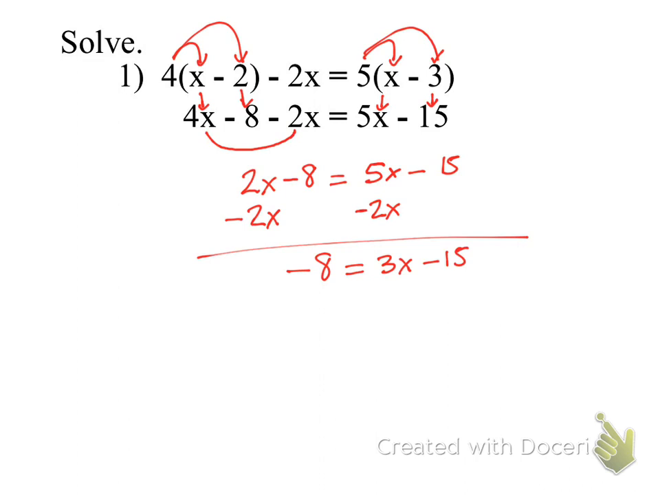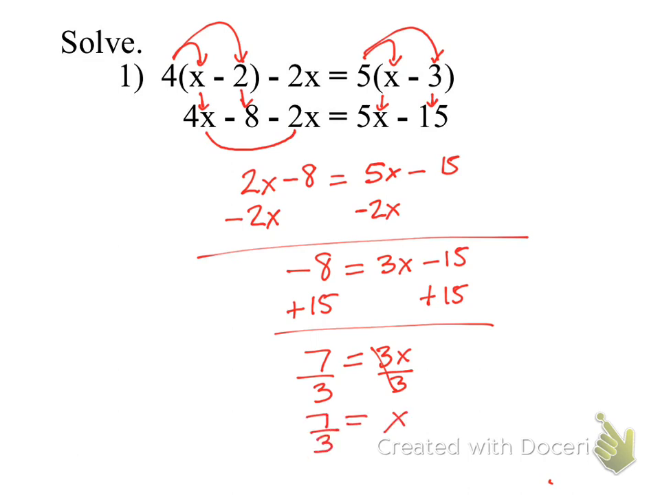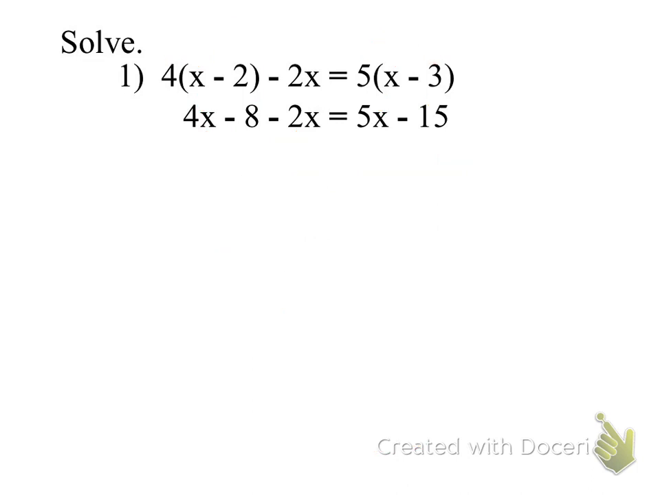Next step, Julia. You add 15 to both sides. And then you get 7 equals 3x. Okay. Divide both sides. And x equals 7 over 3. And we stop there. Are there any questions? Brianna, how is it?